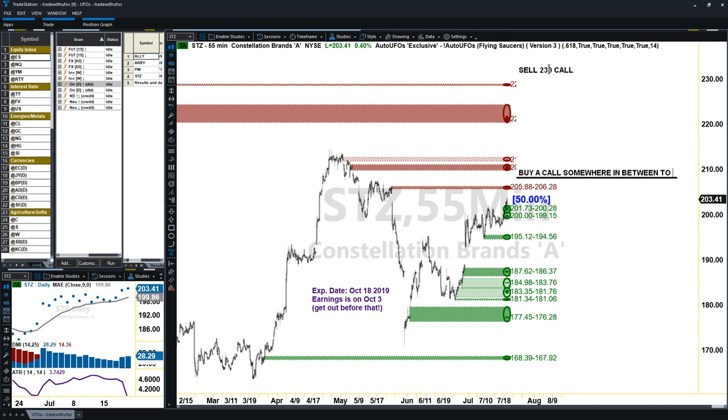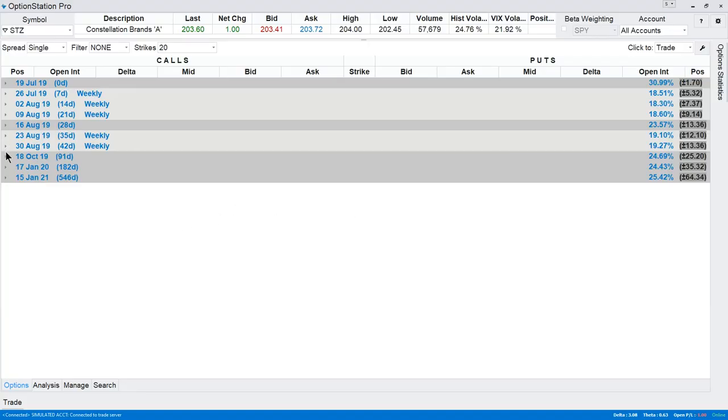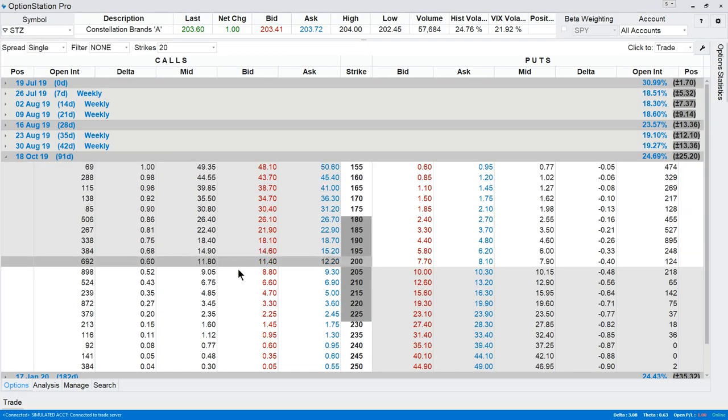to get deltas around plus 30. That's the goal. This is what we do. We'll buy a call below and sell a call above. That's a bull call spread, and we'll do this using October 18, 2019. So here is the expiration date.